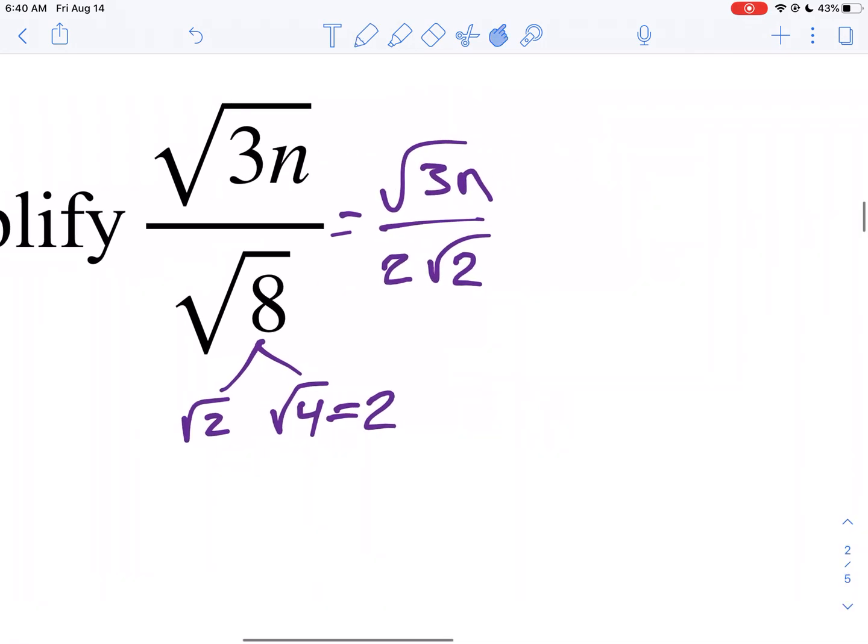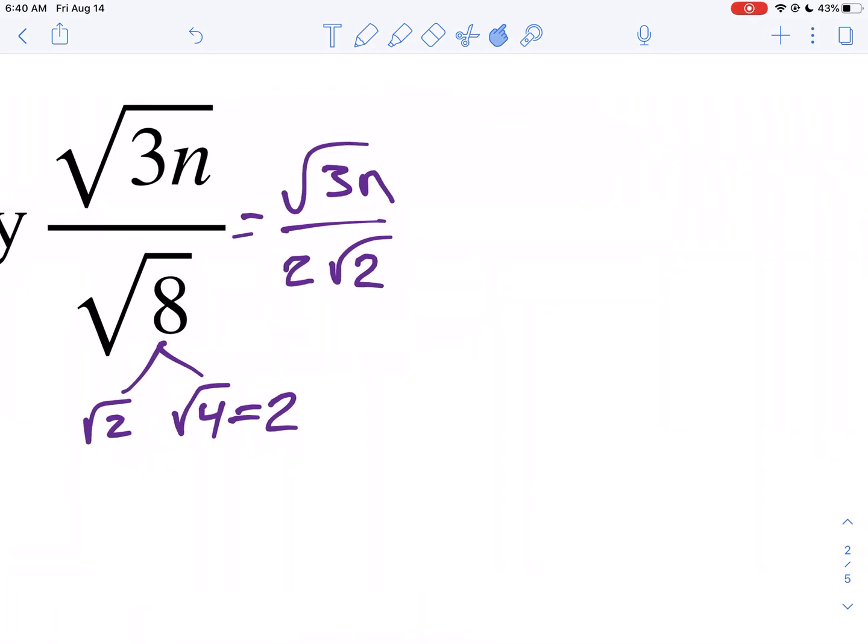Now you got a square root in the denominator. I don't care about the 2. Well, I should be careful. I don't care about this 2, the whole number. I care about the thing under the radical. You can't have the square root of 2 in the denominator. So I multiply the numerator by the square root of 2 and the denominator by the square root of 2.